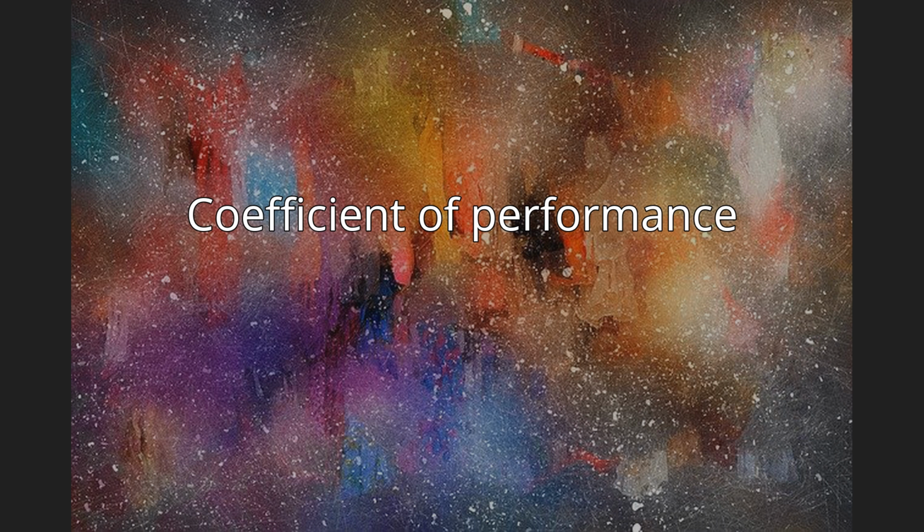Coefficient of performance. The coefficient of performance, or COP, sometimes CP, of a heat pump, refrigerator, or air conditioning system is a ratio of useful heating or cooling provided to work energy required. Higher COP equates to higher efficiency, lower energy power consumption, and thus lower operating costs.